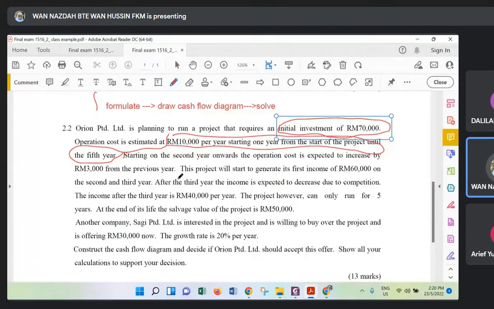Okay, cuba awak buat yang ni. This project will start to generate its first income of 60,000 on the second and third year. So this one is for you Dalila. So this one is very easy. Kalau dia cakap income, maksud dia the arrow must be pointing upward.